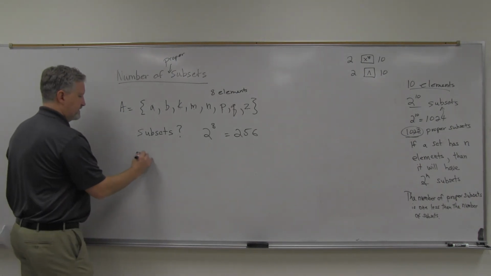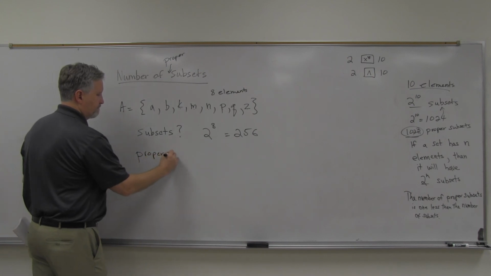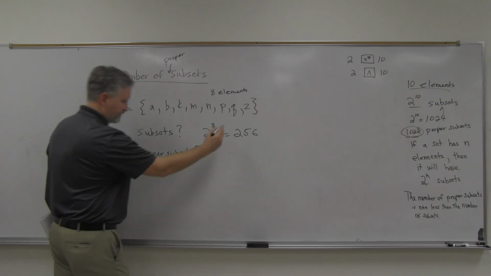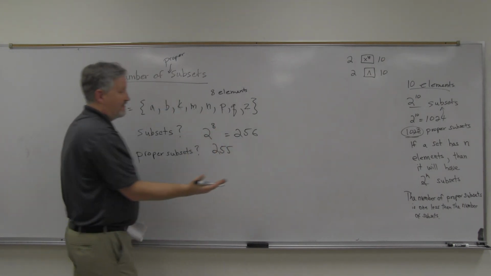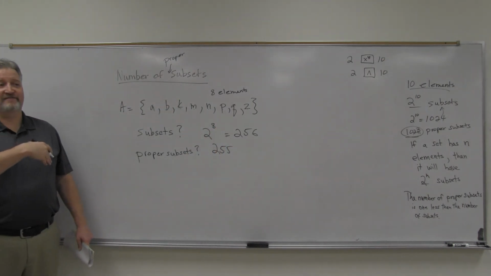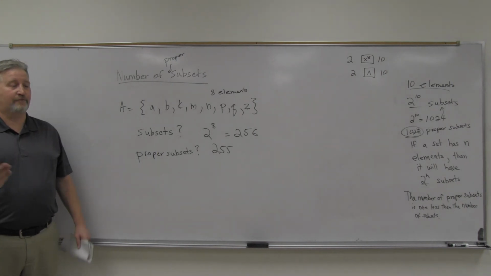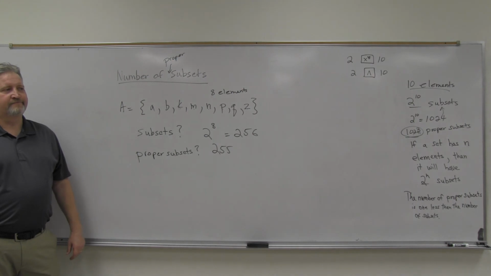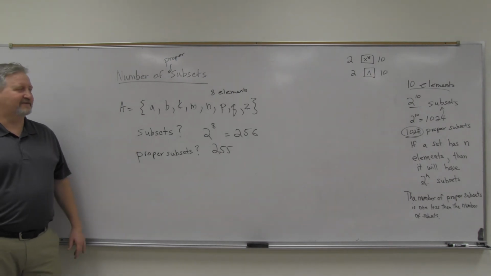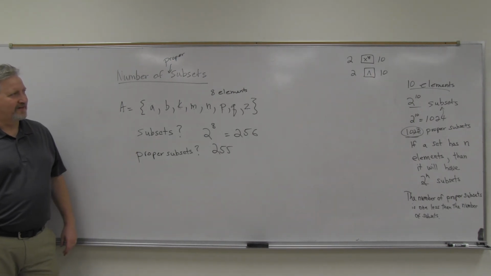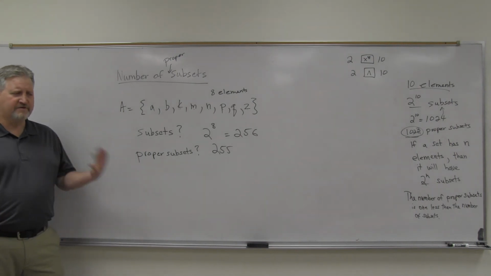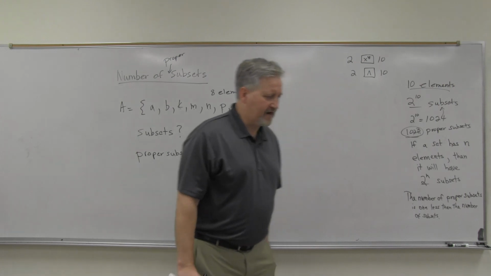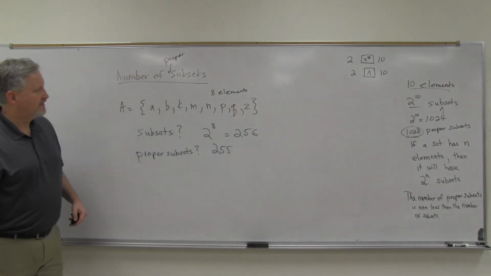How many proper subsets? 255, yeah. The number of proper subsets is just one less than the number of subsets. So you just subtract 1 from whatever this number is here. So you won't have to list those out. There's just a lot of them, with a lot of different sizes and so forth. So that adds up to be a lot. Any questions about that?